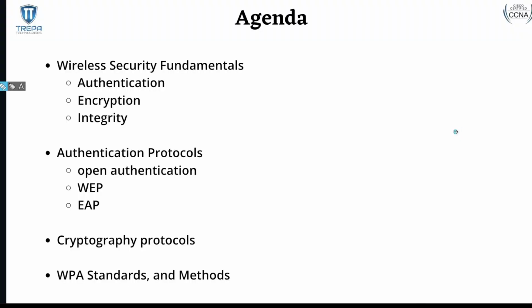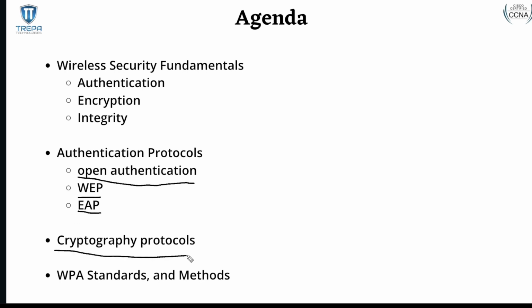All right, so on the agenda today is going to be wireless security fundamentals. Of course, we're going to go over authentication, encryption, and integrity again. And then we're going to go over the different authentication protocols. I only have three listed here: Open Authentication, WEP, and then EAP. This will make more sense because EAP is actually just a framework that you can build on top of. So there are a lot of different extensible authentication frameworks and protocols that we're going to learn about.